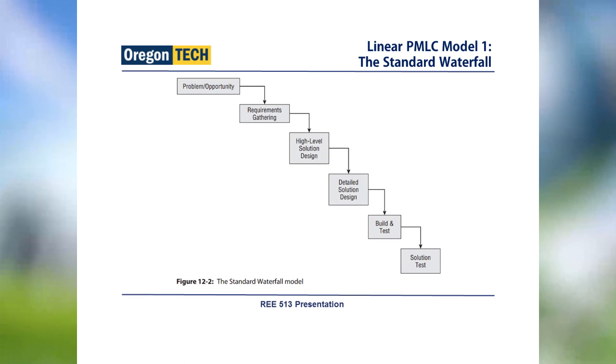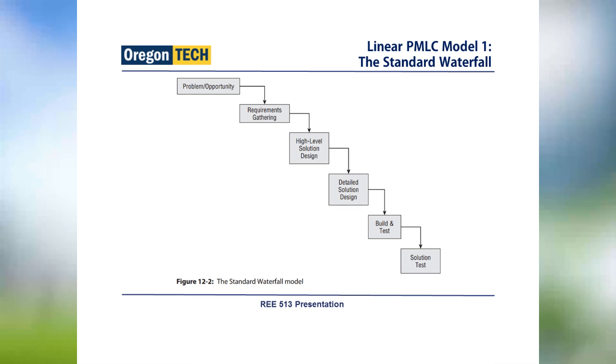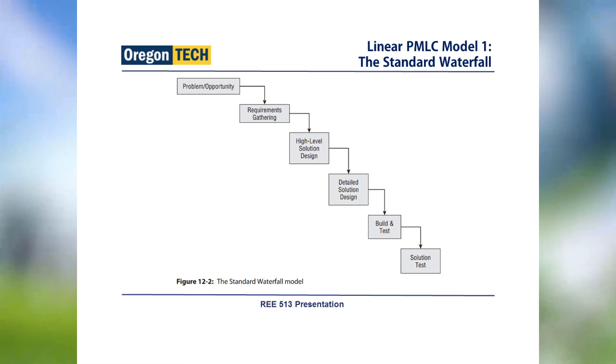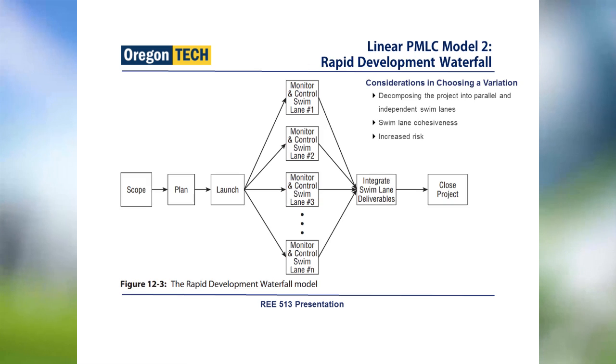In the standard waterfall model, one step is done at a time. The problem and opportunity are defined, then requirements are gathered, then high-level solution design, then detailed solution design, build and test, and solution test. One step at a time, and the steps follow each other sequentially, with no feedback loop.